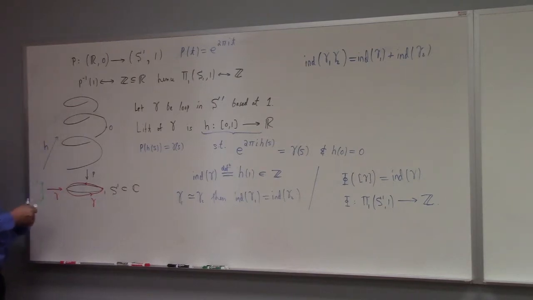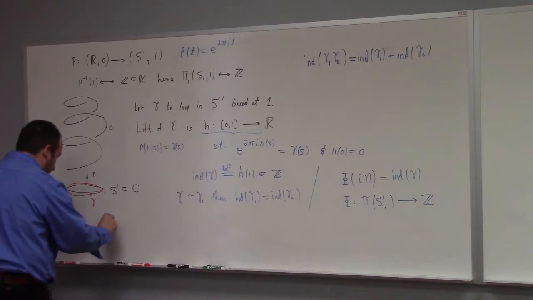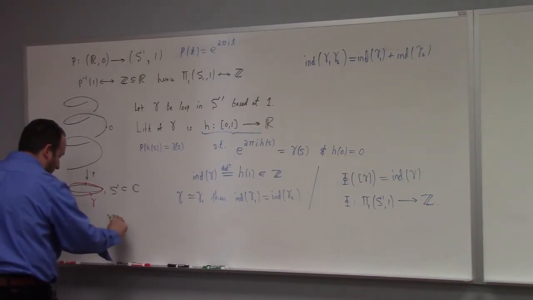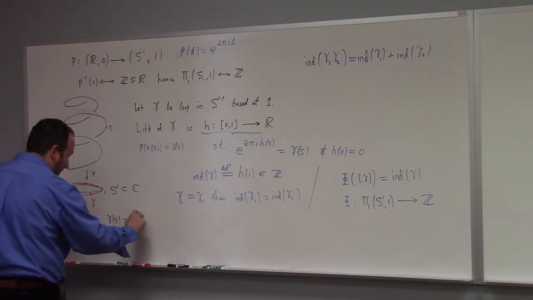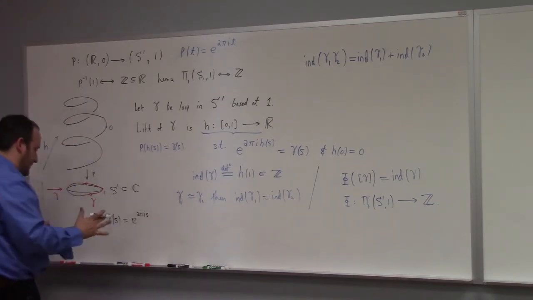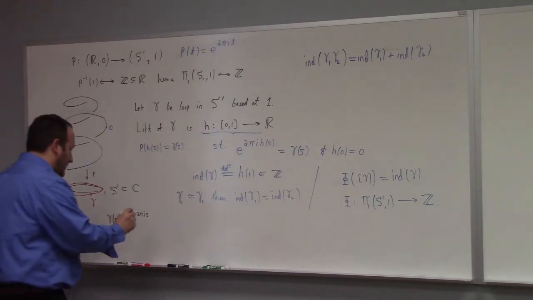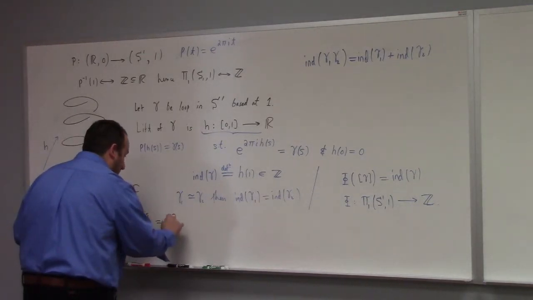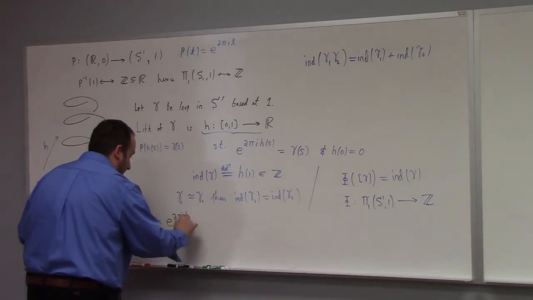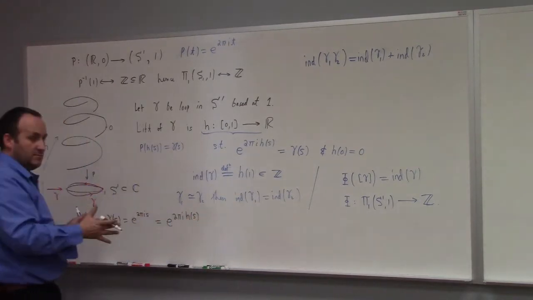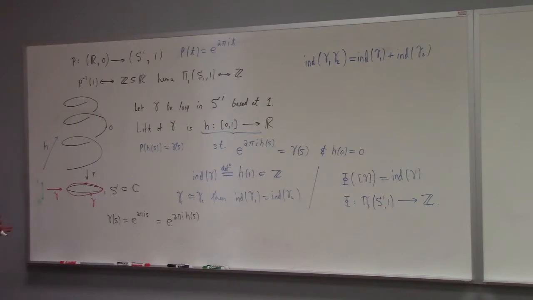So that specifically is gamma of s, rather, is e to the 2 pi i s. This is the parameterization of that circle. Okay? Then I set that equal to e to the 2 pi i h of s. Right? What does that tell me about h of s?